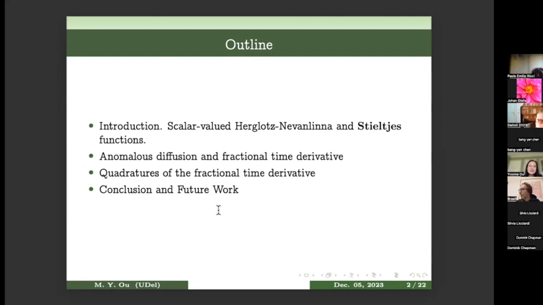And then, after seeing that, like Diego mentioned, when you want to develop a time domain solver, you need to do marching in time. So to deal with the integral, you need some quadrature rule. In my talk, the quadrature will be based on the theory from Herglotz-Nevanlinna functions, and then the conclusion.